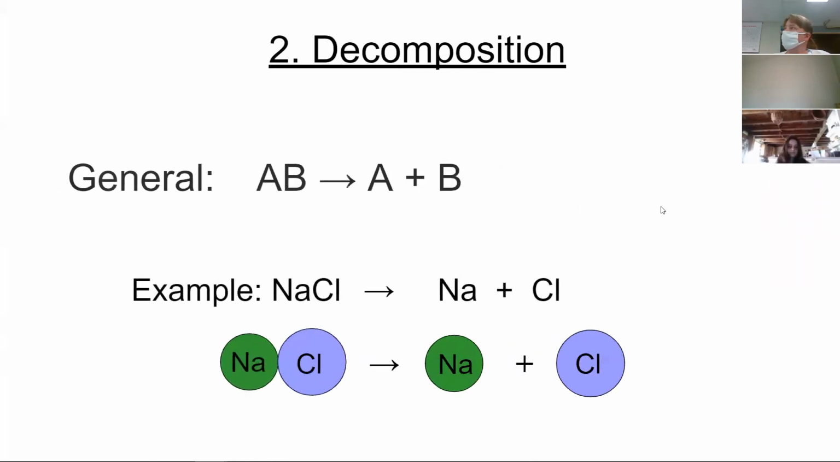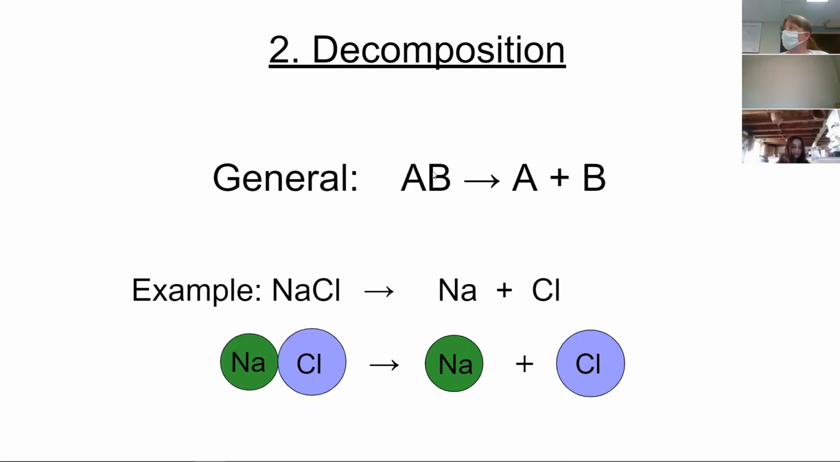Decomposition then was the opposite. You start with one reactant, a compound, and you break it down into 2 or more different things. It could be elements, it could be compounds, but the key here is one reactant. So synthesis is one product, decomposition is one reactant.